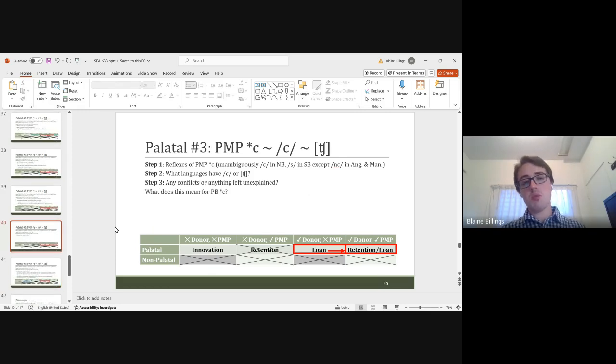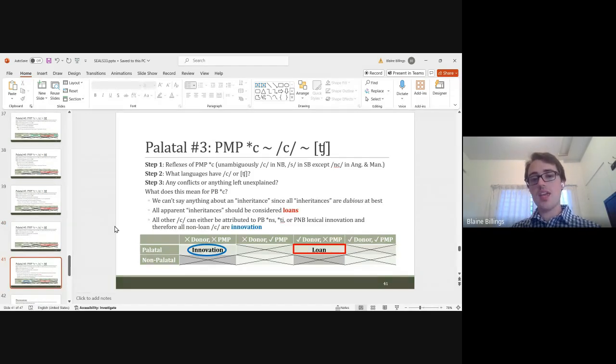Okay, so what does this mean for Proto Batak C? We can't really say anything about inheritance, since all inheritances are dubious at best. All inheritances should be considered loans because you have no unambiguous cases where it could not have been borrowed from a donor language. All other Cs, however, can still be attributed to Proto Batak NS or TI and PNB lexical innovations, and therefore all non-loan Cs are innovations.